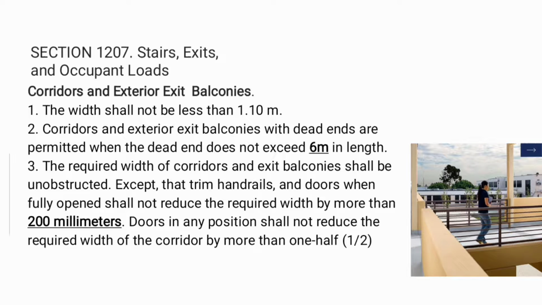And for the corridors and exterior exit balconies, the width shall not be less than 1.10 meters. And then corridors and exterior exit balconies with dead ends are permitted, but they should not exceed 6 meters in length. And then the required width of corridors and exit balconies shall be unobstructed, except that trim, handrails, and doors when fully open shall not reduce the required width by more than 200 millimeters. So doors in any position shall not reduce the required width of the corridor by more than 1/2.